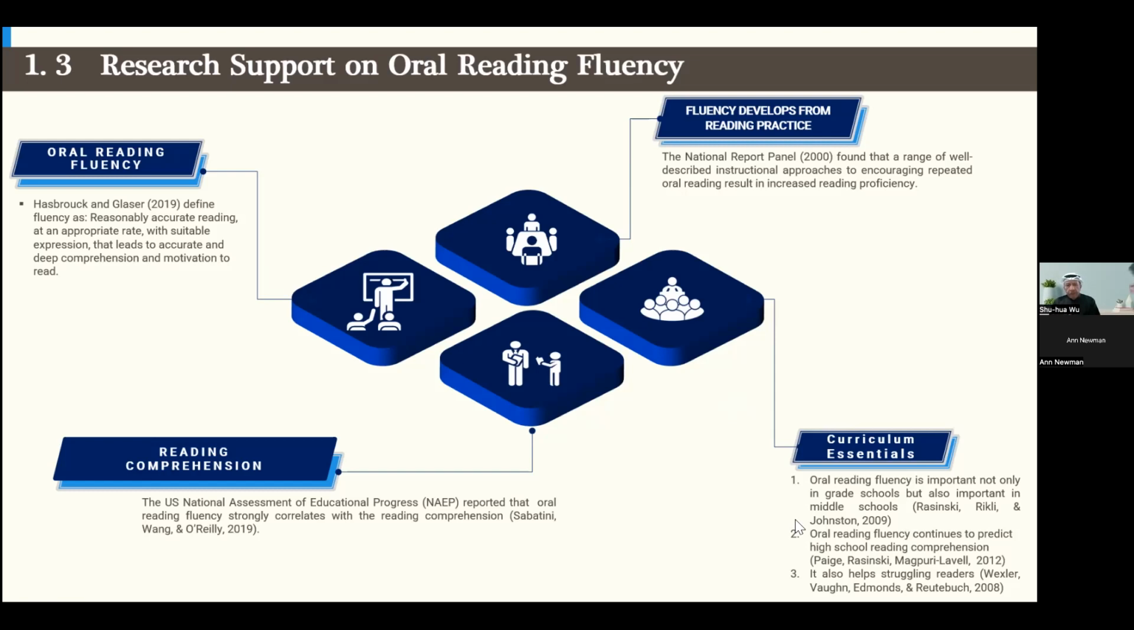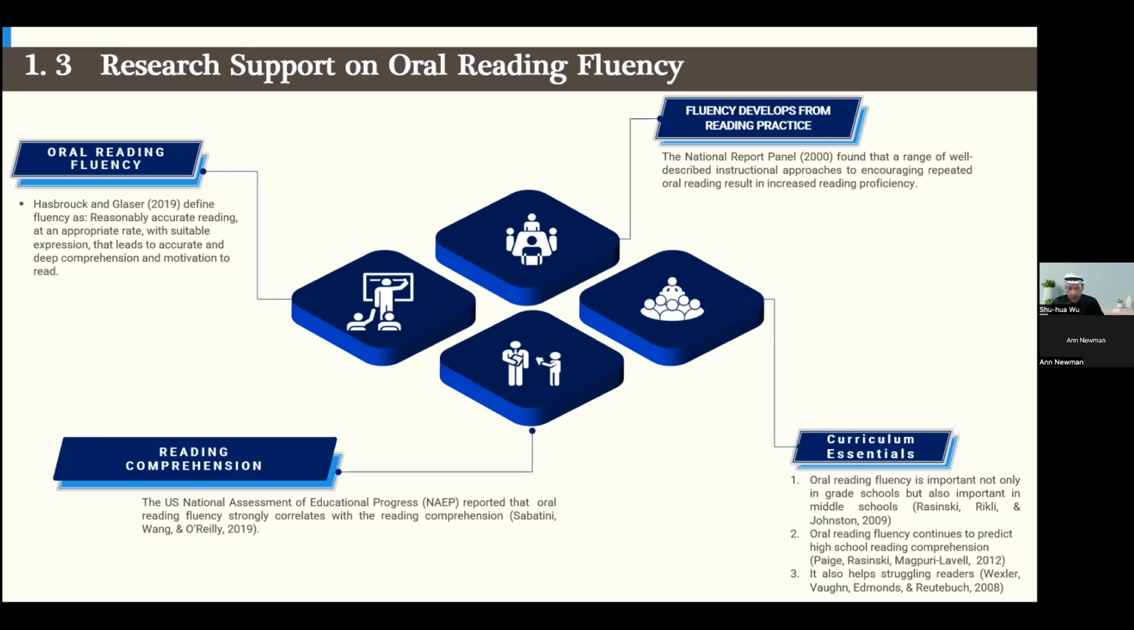Fluency develops from reading practice. So you have to have reading fluency. The National Reading Panel in 2000 found that a range of well-described instructional approaches to encouraging repeated oral reading result in increased reading fluency. Now, when we say these studies, these are very large-scale studies. They cover multiple school districts, multiple states. So the results are very robust. They're strong, they're trustworthy.